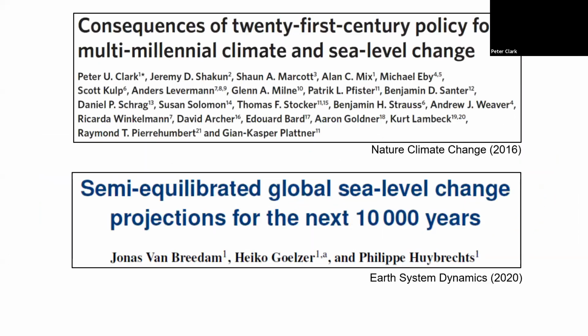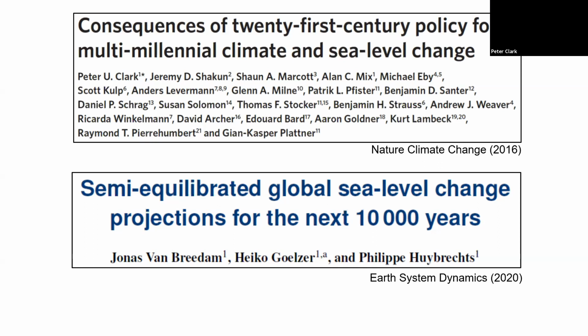So we published this paper in 2016 that basically did a similar thing to what Winkelmann and others had done. But in this case, we didn't look at just the Antarctic ice sheet. We looked at the Antarctic ice sheet, the Greenland ice sheet, thermal expansion, and glaciers, so all components of land ice and thermal expansion that go into global sea level, for 4 different emission scenarios, and thought about this with regard to multi-millennial climate and sea level change and commitment.